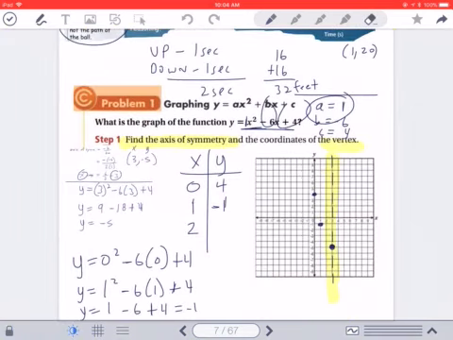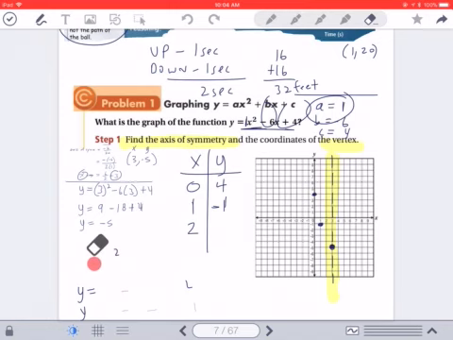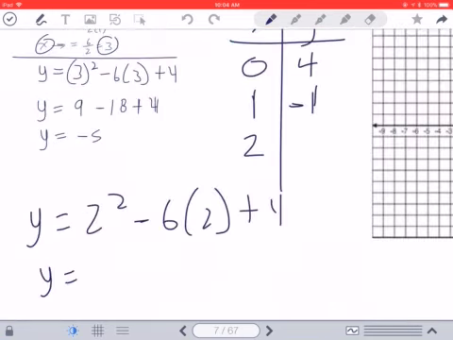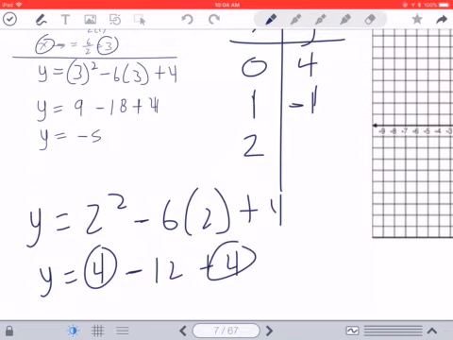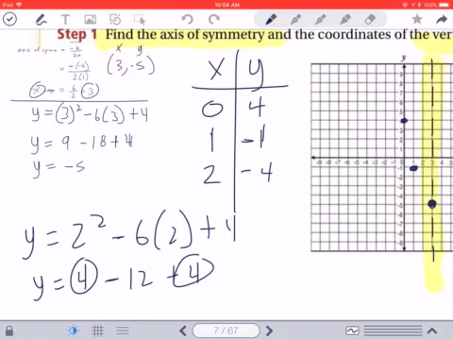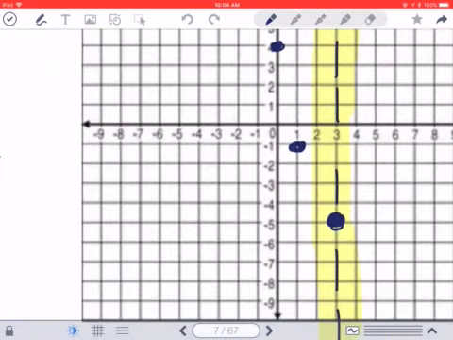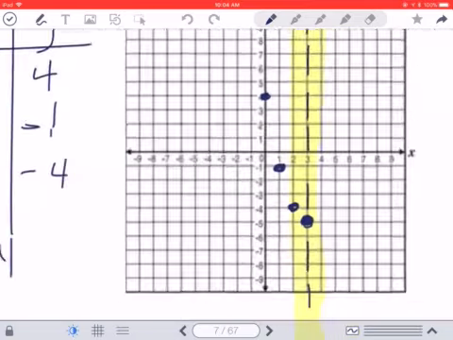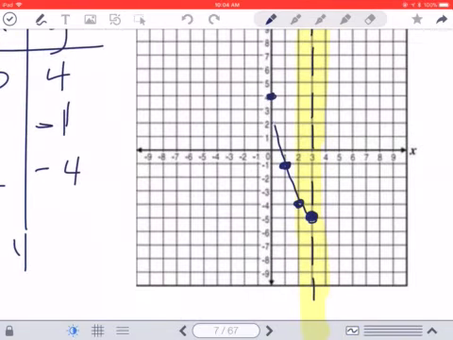And I can also plug in 2. So I'll erase this, plug in 2. So I get y equals 2 squared minus 6 times 2 plus 4. And this is going to be 4 minus 12 plus 4. So basically 8 minus 12 is going to be negative 4. So 2, negative 4.